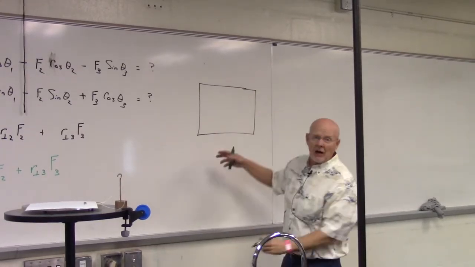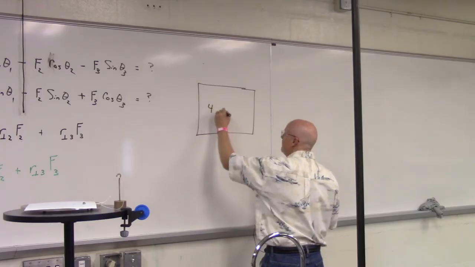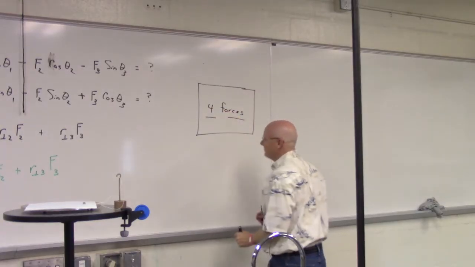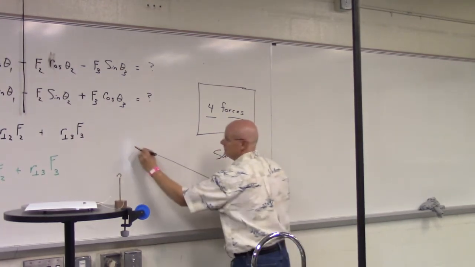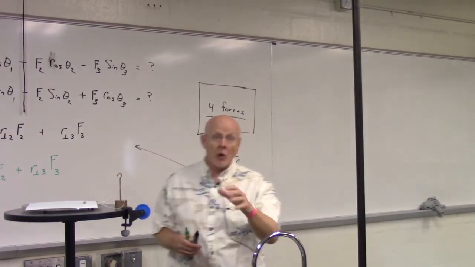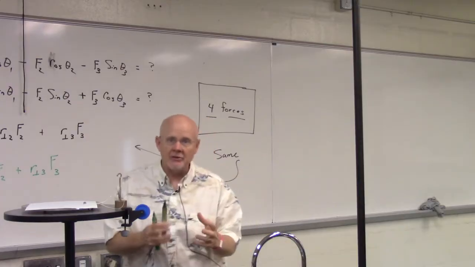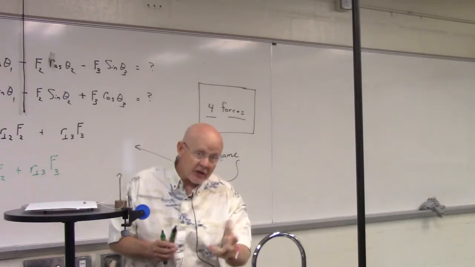And I won't even bother to go into too much detail. I'm just going to put on this piece of paper 4 forces. In other words, what I'm going to do is balance a rectangular object with 4 forces, and I'm going to record down their direction and their magnitude.